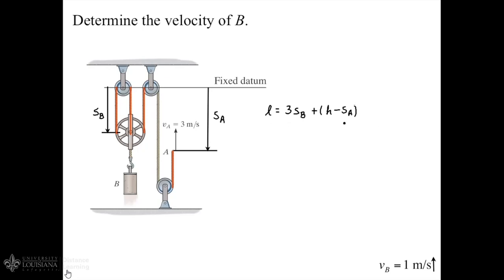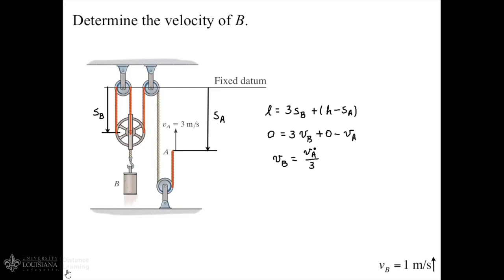Now that we have our position coordinate equation set up, we'll take our derivative. This, of course, is equal to 0. And over here we have 3 times V sub B. Then we have plus, this of course is 0. It doesn't change with time. And finally we have this term, minus V of A. And here if we solve for V sub B, we simply have it equal to V of A divided by 3.